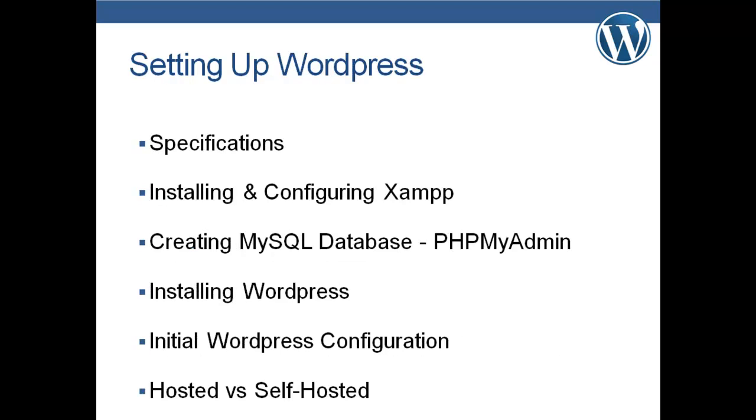Let's see, what else did we do? We installed WordPress. Well, first we looked at the specifications. WordPress needs PHP 5.2 or higher, MySQL, an Apache server. Preferably, you can install WordPress on a Windows server, but it can be a pain in the neck. We installed XAMPP, which includes all those specifications.